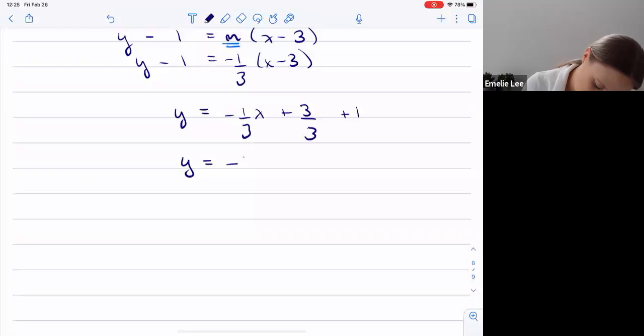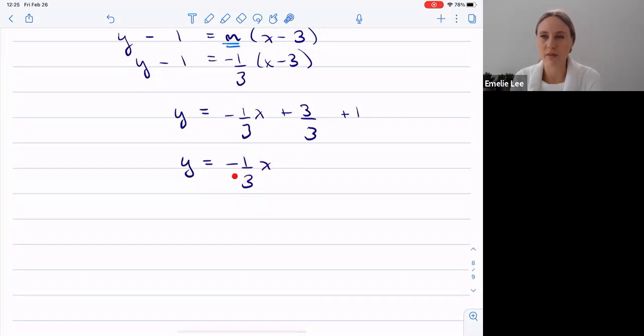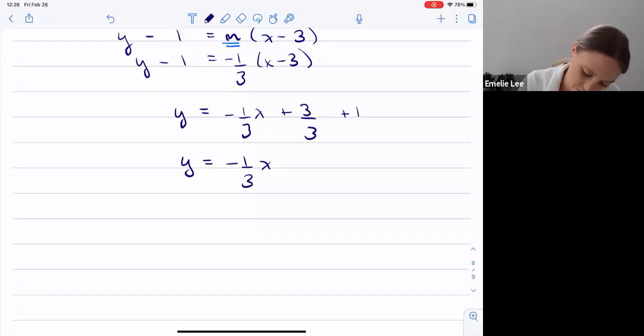So y is going to be -1 over 3x. Makes sense, right, that this wouldn't change? The slope is the one that's attached to the x. So you just want to check yourself, make sure that that's actually what's going on. 3 over 3 is 1, plus 1 is plus 2.